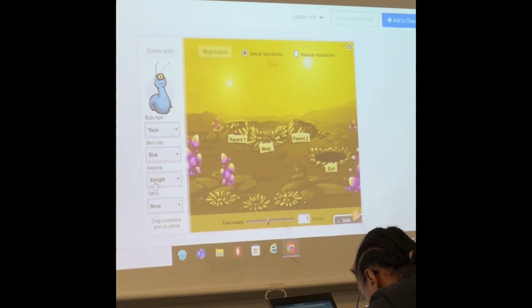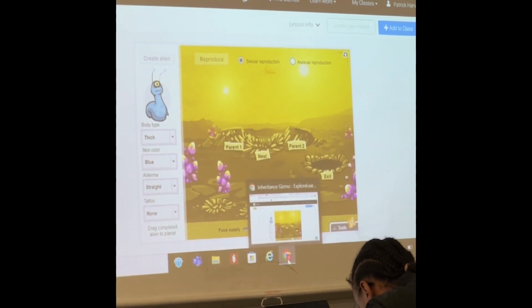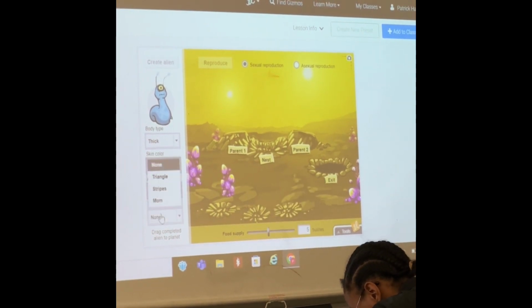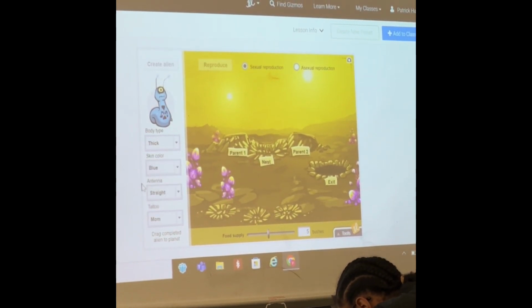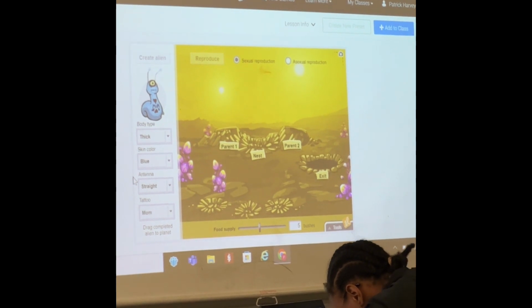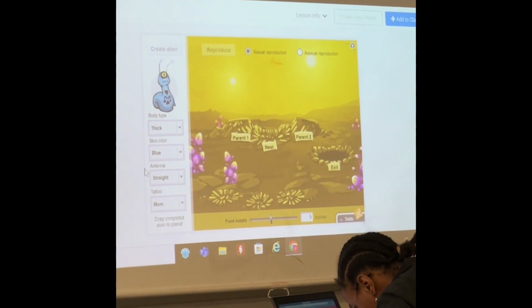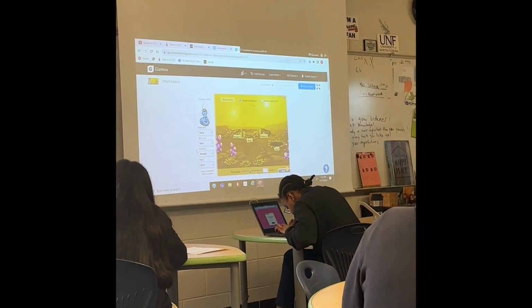Blue for skin color for parent one. I put straight antenna for parent one. I've already got that. And for tattoo, I put mom because I was curious what the mom tattoo is. You see the M on there? This is the mom tattoo. But I want you to follow through because I need to show you the offspring too.